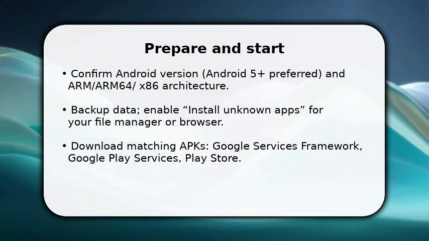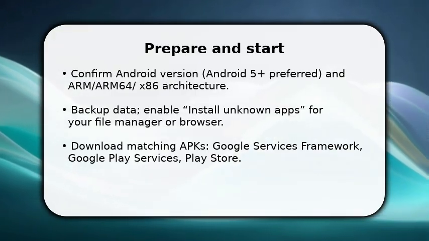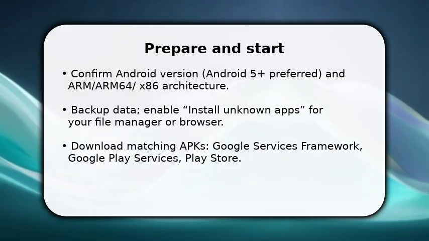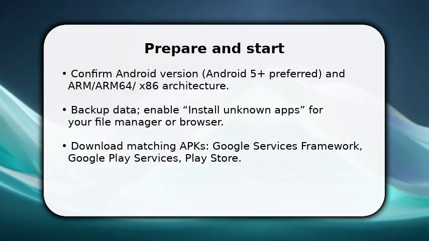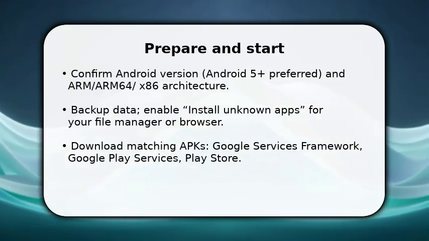Make sure you download the correct APK variants for Google Services Framework, Google Play Services, and the Play Store so versions match your device. This avoids signature conflicts. When you have the files, proceed to install in the correct order to register core services.